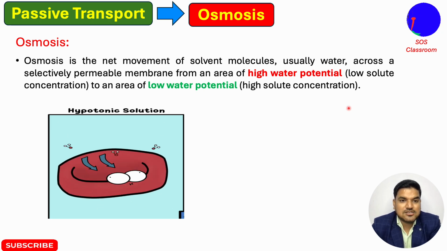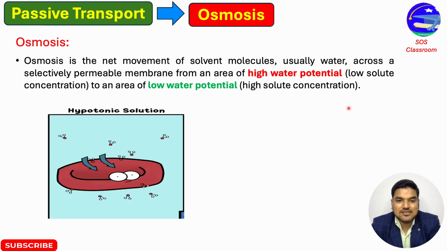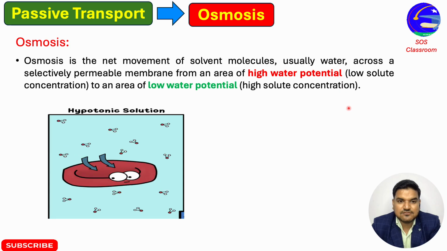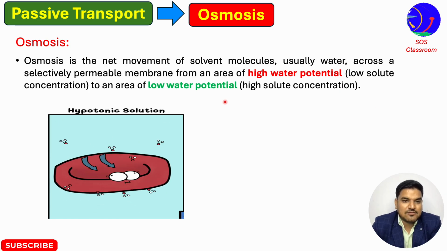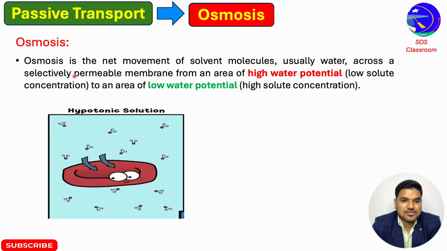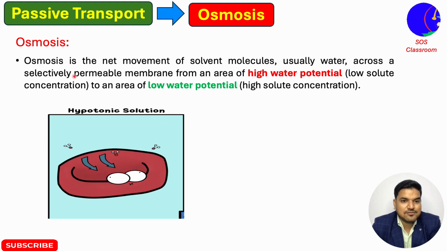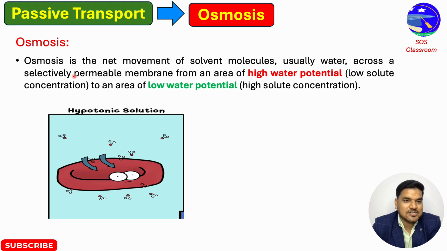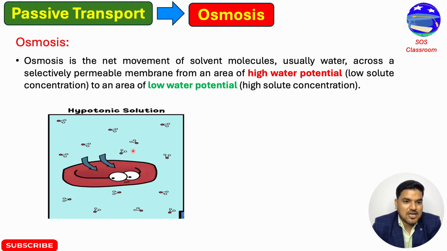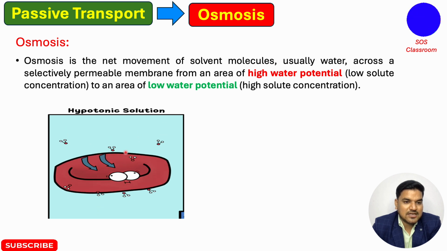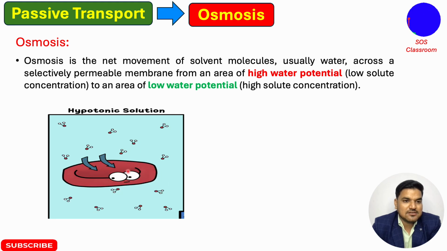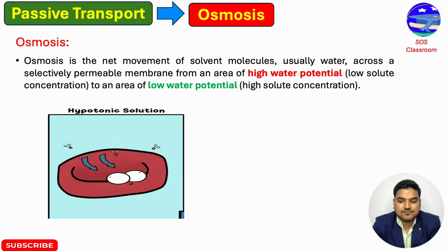So the movement of the solvent is from the higher water concentration to the lower water concentration, while the solute concentration moves from lower to higher. This is called osmosis. So you can see in this image the movement of solvent inside the cell, and the enlargement or swelling of the cell. This is called osmosis.